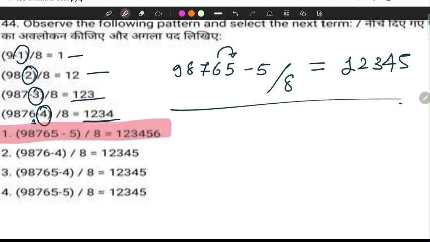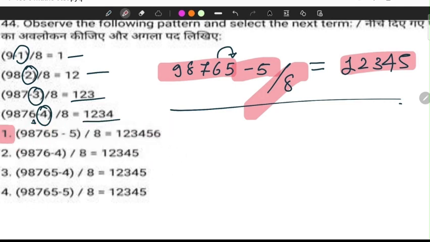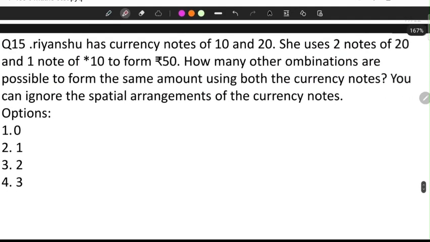Right, that is 98765 minus 5 divided by 8 is equal to 1, 2, 3, 4, 5. Got it? No, this is not the answer actually. The correct answer is option number 4. That is 98765 minus 5 divided by 8, 1, 2, 3, 4, 5. Got it? So this is the next question now.